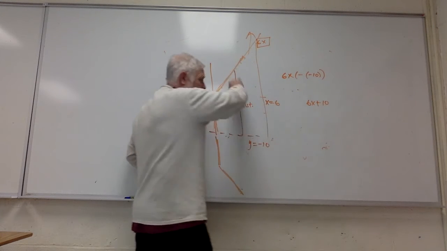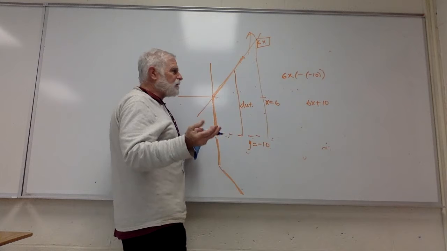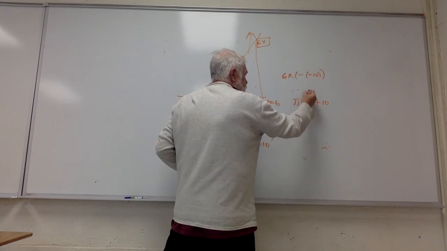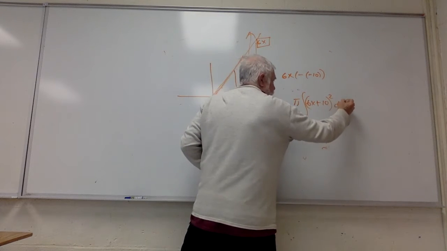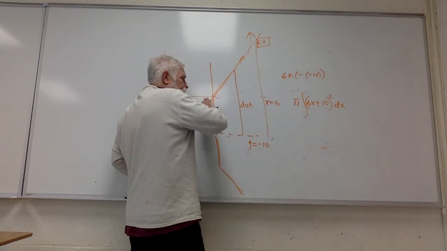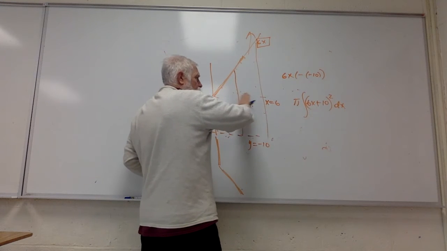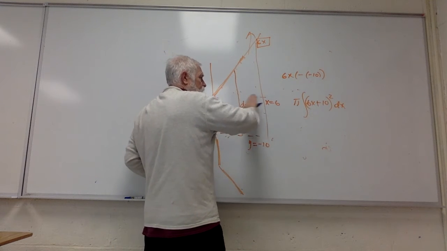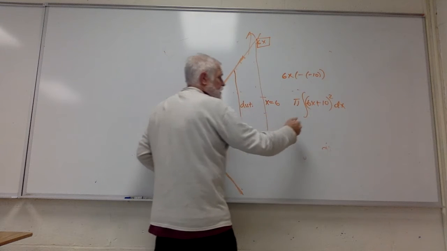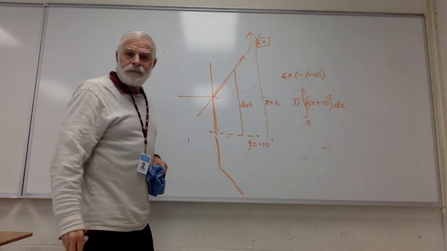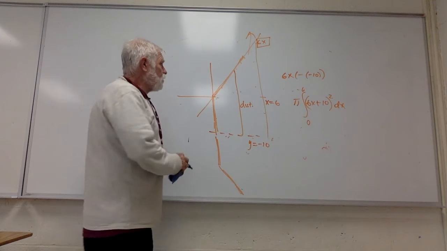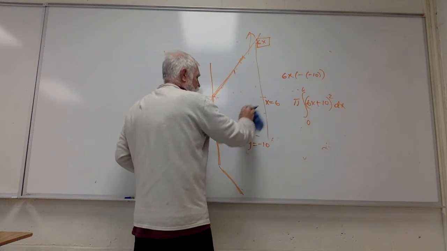How do I make this a volume of revolution? Pi r squared. It's in terms of x. How do I figure out what the height of this container is going to be? Oh, 0 to 6. I'm done. Now, what if I want to take out some of that volume?